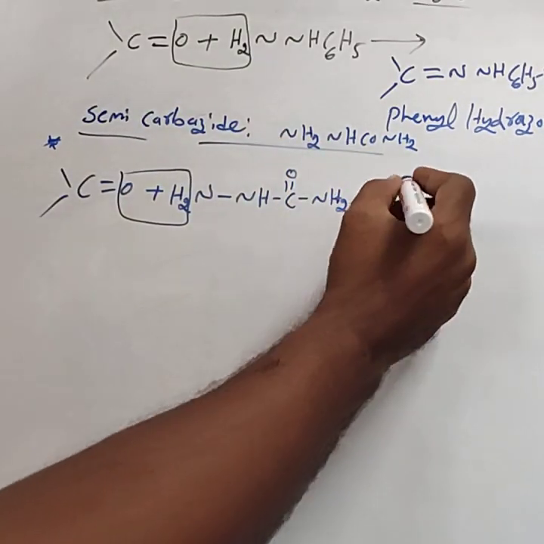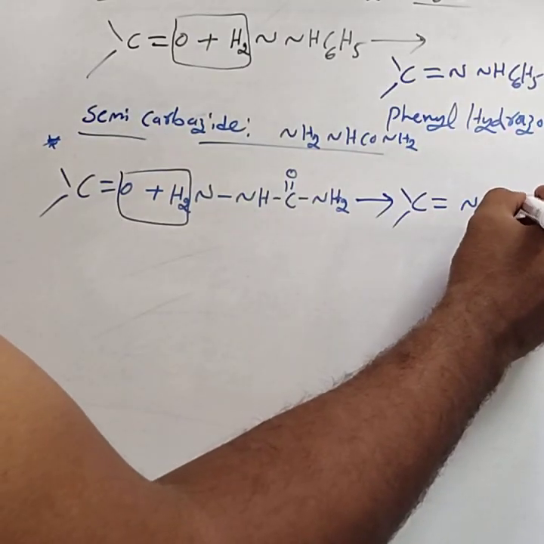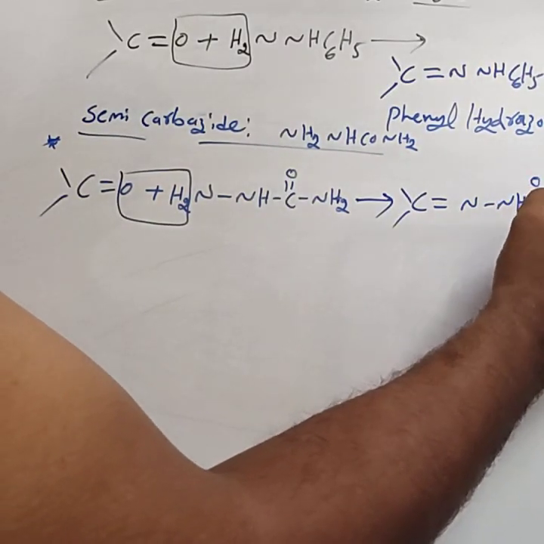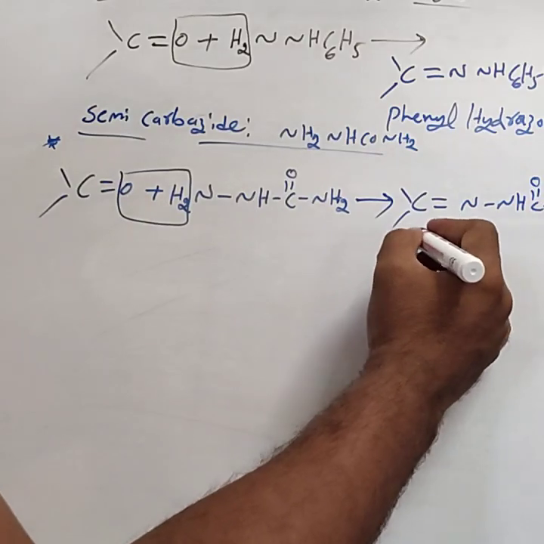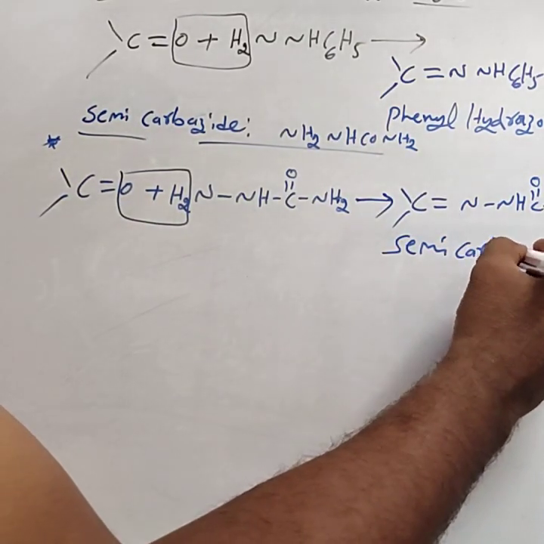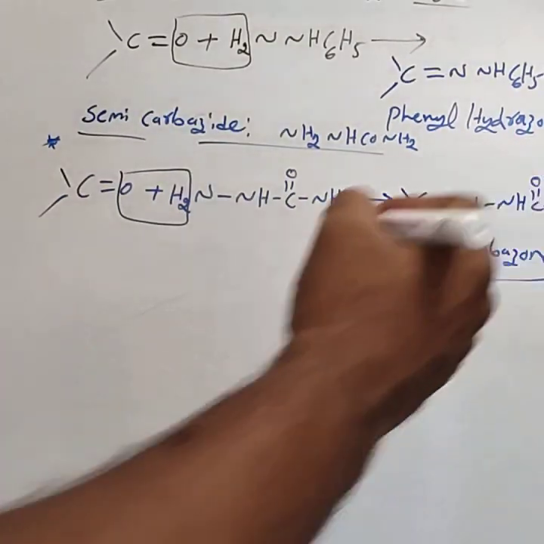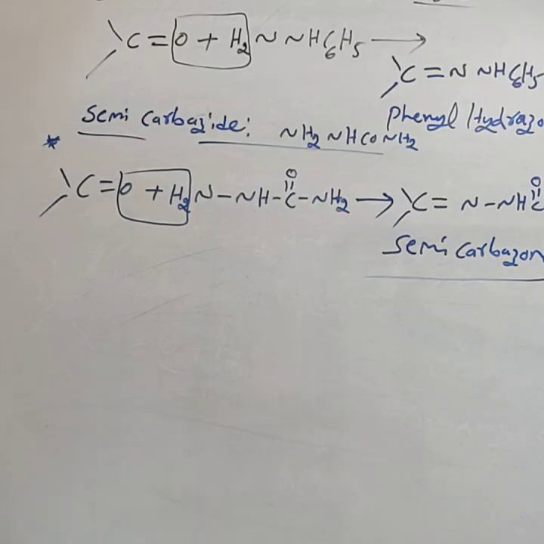With semicarbazide, this is the product, the corresponding semicarbazone, NHCONH2. This is called semicarbazone. Semicarbazone plus H2O, the water molecule gets removed. This is the reaction with semicarbazide.